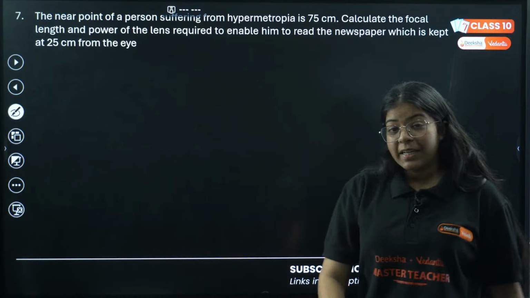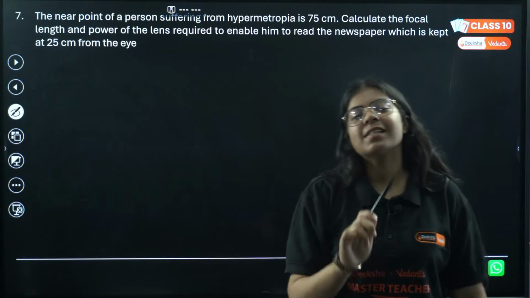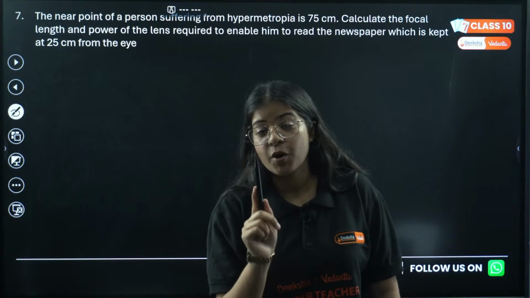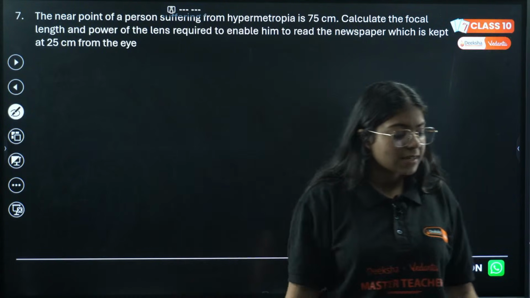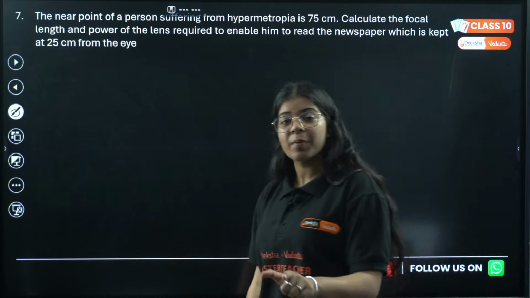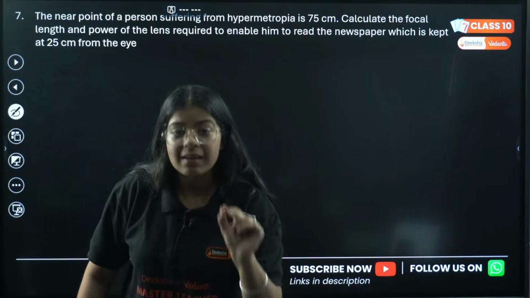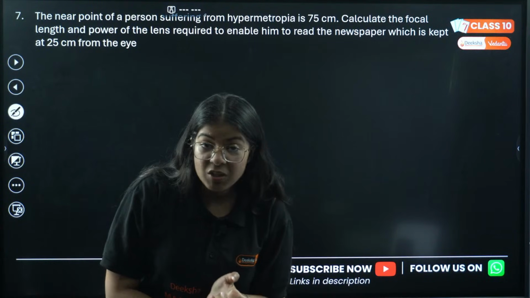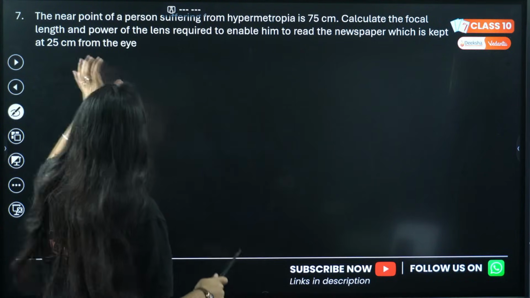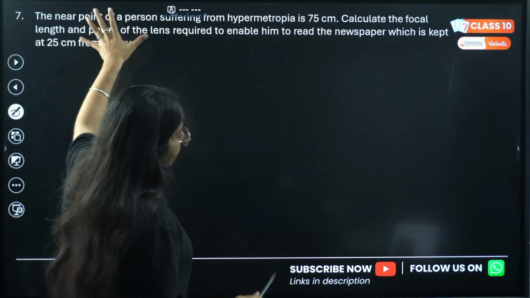Okay, finally, these are the only two numericals you need for your human eye chapter. I have one or two more numericals, I guess. Solve this, grab your pen and paper, read it very carefully. Take care of the sign convention. Okay, now the near point, read it carefully.